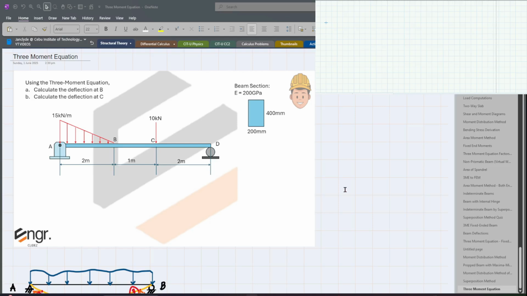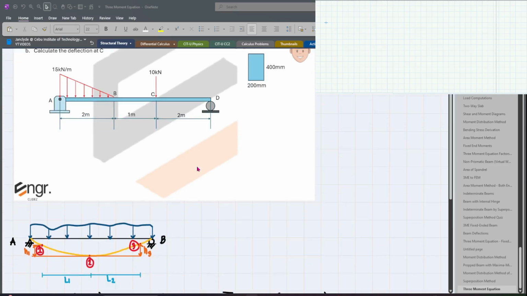So in this problem, using the 3-moment equation, we have to calculate the deflection at B and also the deflection at C. So we have the beam section, 200 mm yung width niya, then the depth is 400 mm. And then the modulus of elasticity is 200 gigapascal. So ito yung simply supported beam natin.